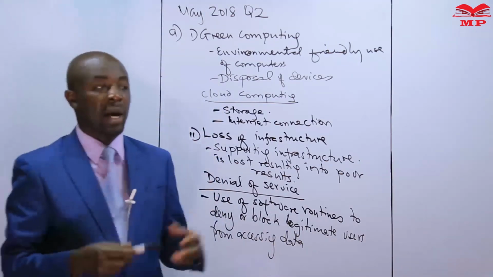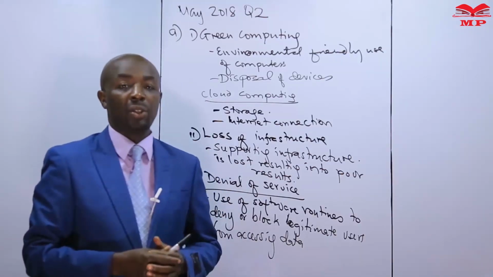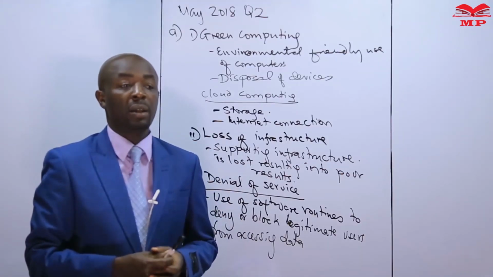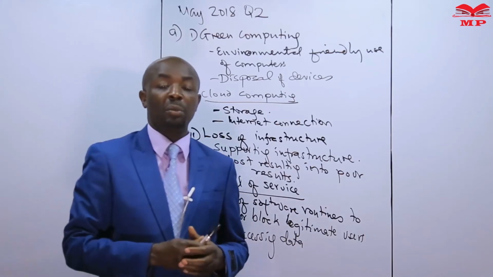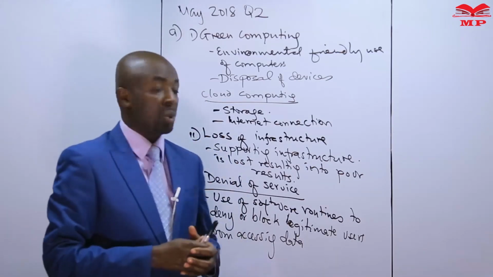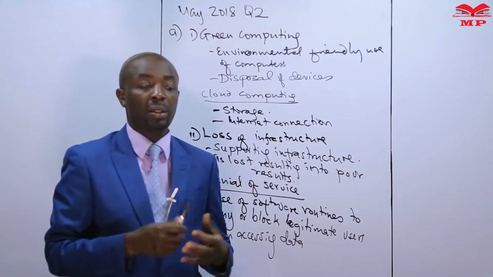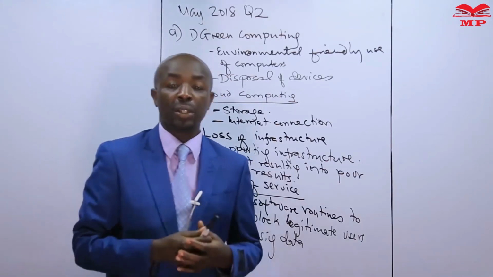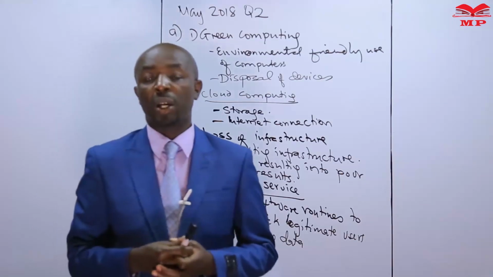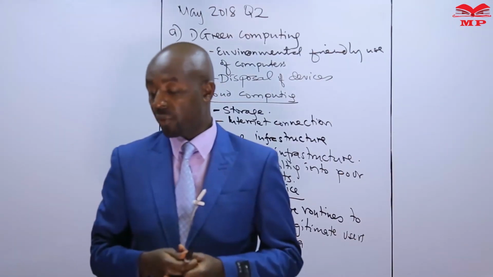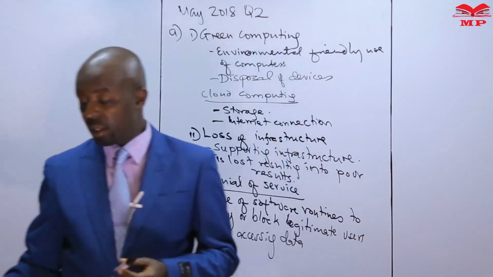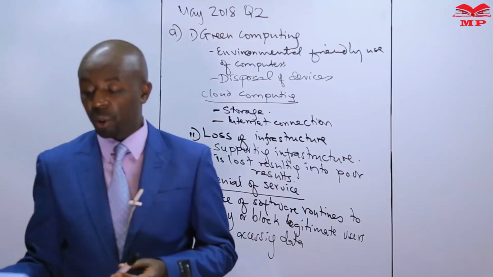If, for example, I have users in an organization, students who want to access the assignment that is uploaded onto the server, a malicious person can set up or configure software to block these legitimate users from accessing the data. That is what we call denial of service.